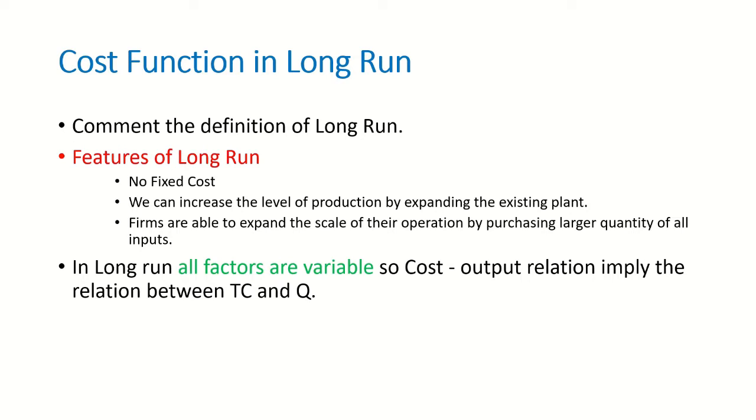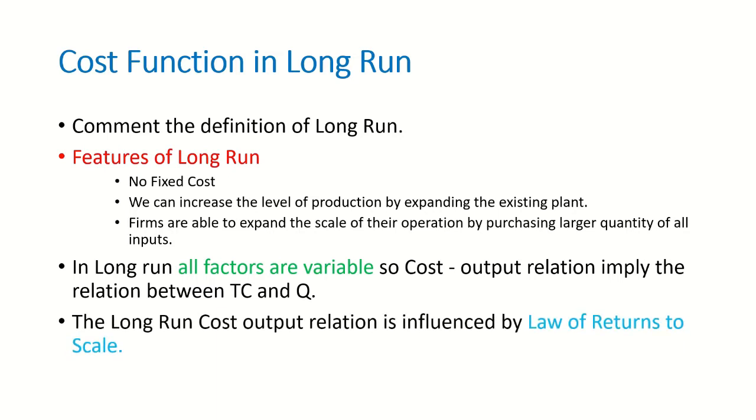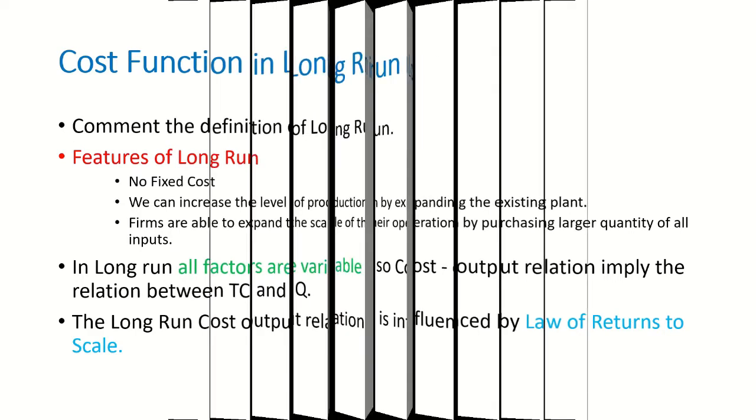Next, in the long run we are discussing the cost output relationship mainly between the total cost and the output, that is TC and Q. In the long run, the cost output relationship is influenced by the law of returns to scale, which we already studied in the third module.